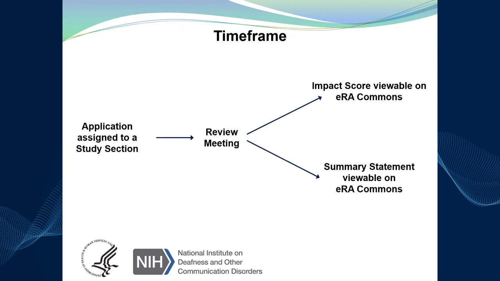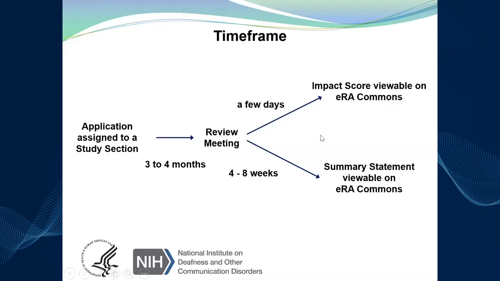So what's the time frame for all of this? After your application is assigned to a study section, it'll take about 3 to 4 months for reviewers to read your application and to come to the review meeting. After the review meeting occurs, within a matter of a few days, your impact score will be viewable on ERA Commons. And then usually in about 30 days, but 4 to 8 weeks after the review meeting, your summary statement will be viewable on Commons.